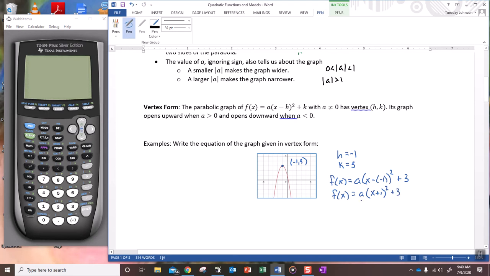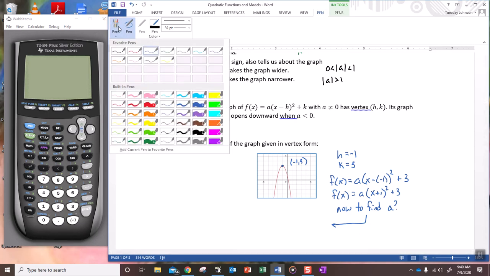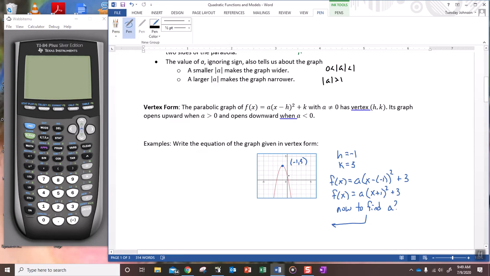But we don't have everything yet. We need to find this a. To find a, we're going to find another point on the graph. It can be any point at all. This one right here looks the easiest to me. It's the point (0, 1). So I'm going to use an x value of 0 and a y value of 1 in our formula in order to find a.